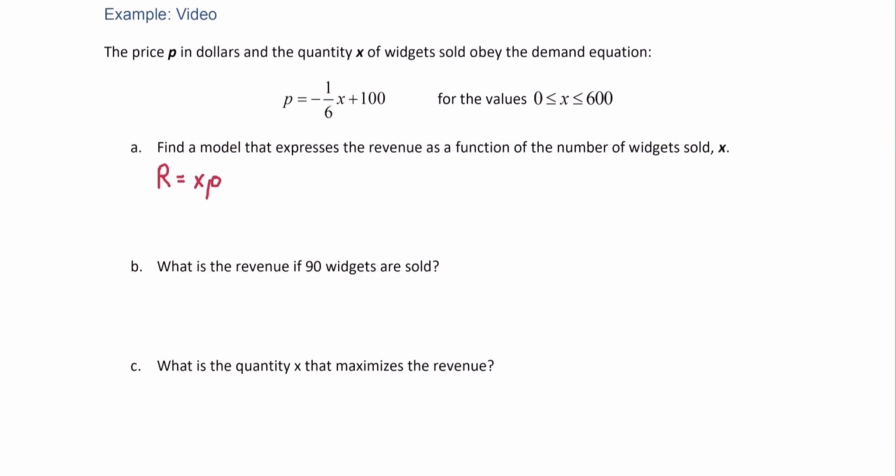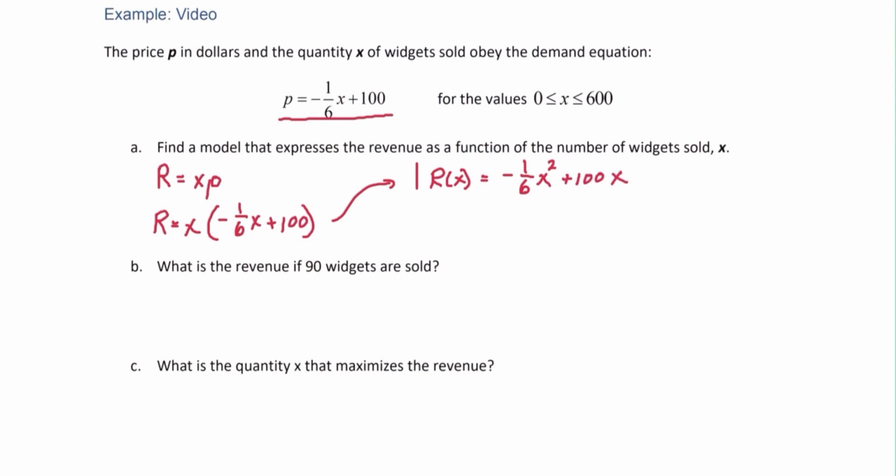And since we want a function in terms of X, we want to replace P with an equation in terms of X. Fortunately, we were given the demand equation to begin with that we can use to replace P. So we have R equals X, replace P with negative 1/6 X plus 100. And then if we simplify this, we get R of X equals negative 1/6 X squared plus 100X. And we now have revenue as a function of X.